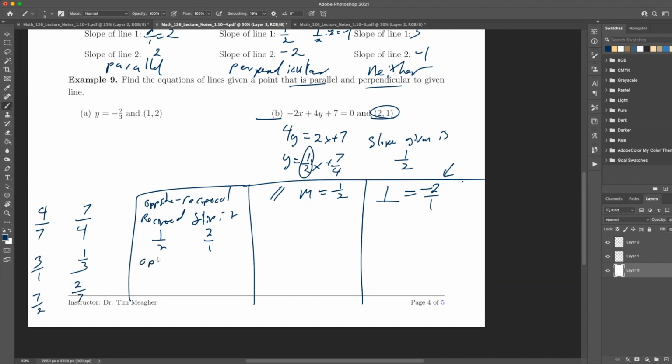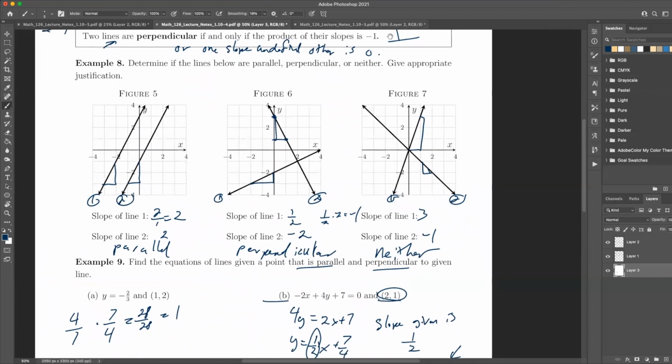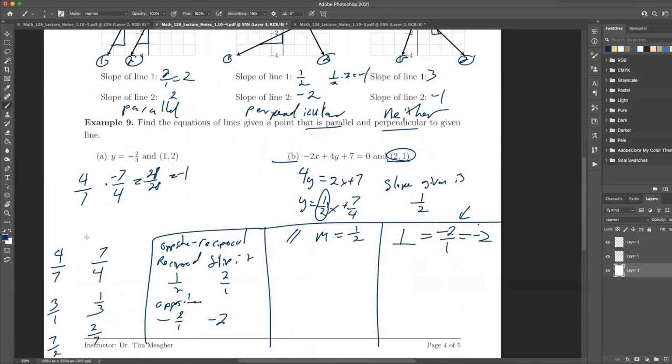Then the opposite part is you take the negative of that. So here I get 2, and this ends up being -2. In order to get this equal to -2, we take the opposite reciprocal. The reason is, let's take 4/7 and multiply it by 7/4. If I multiply by the reciprocal, I get 28/28, which is indeed 1. So multiplying by a reciprocal always gives you 1. But what do we want the perpendicular line to be? -1. So we take the opposite reciprocal to get -1.